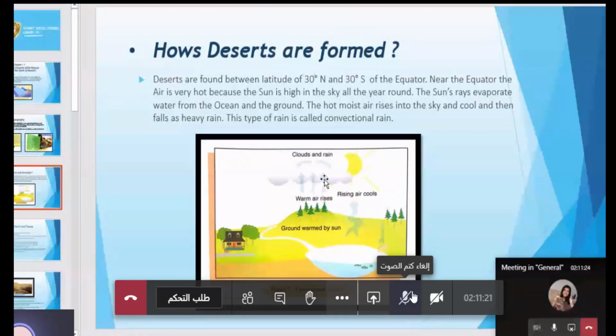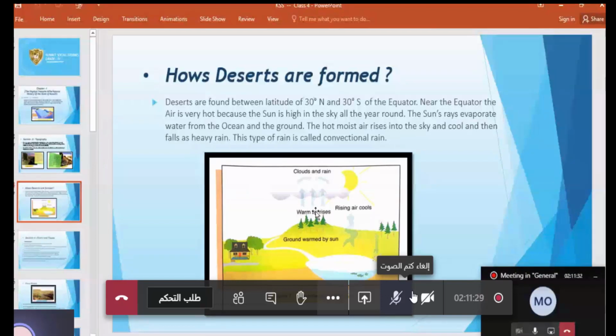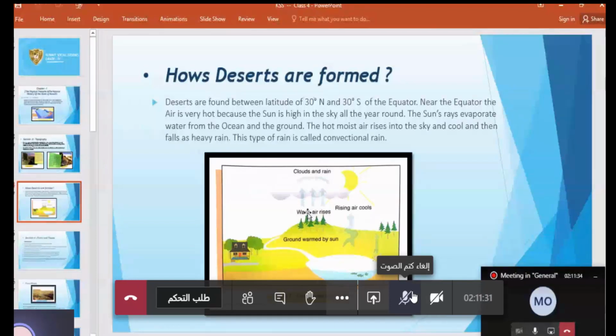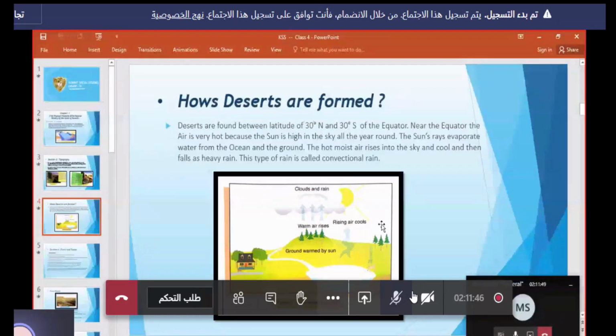You can see the warm air is rising, the arrow mark. Now, the warm air rises. Here you can see the arrows. And then this air forms the clouds. And then the rain comes to the earth. It comes to the earth in the form of rain.